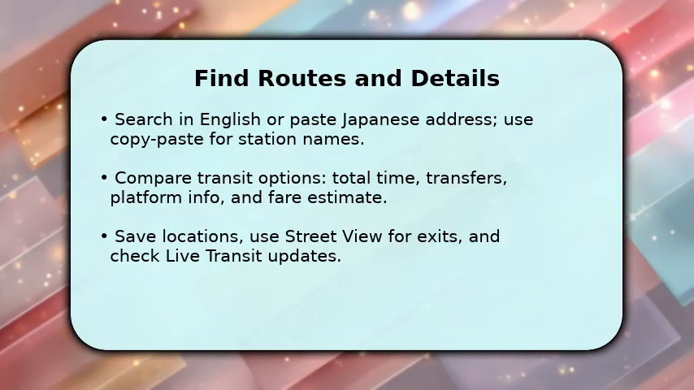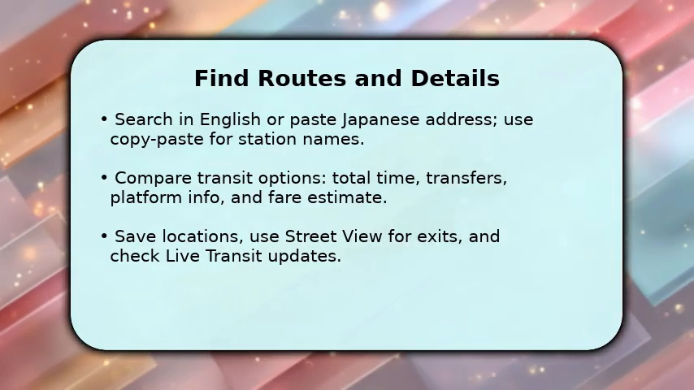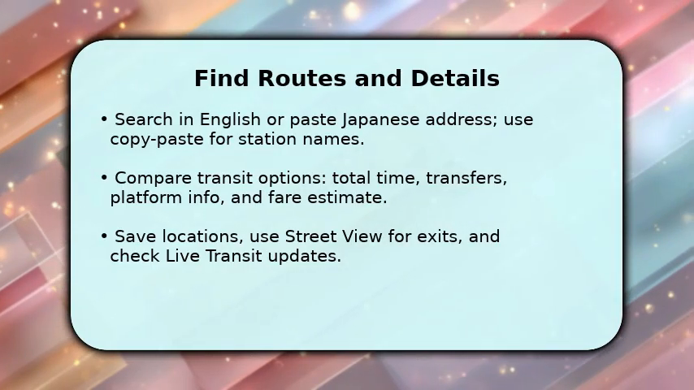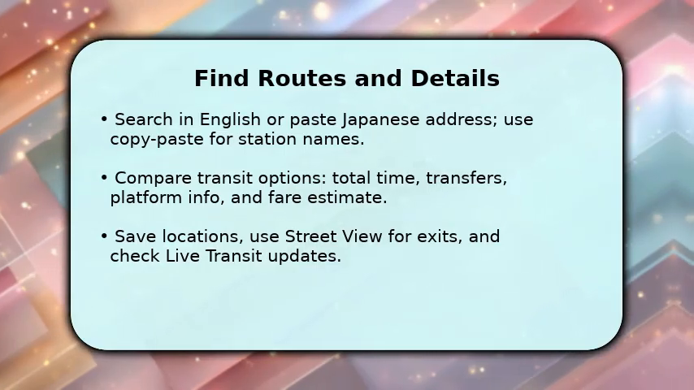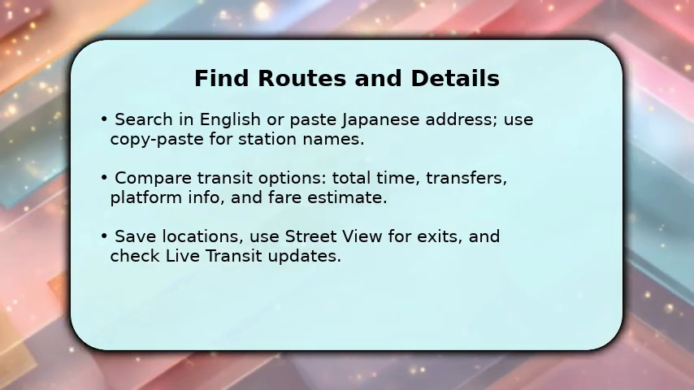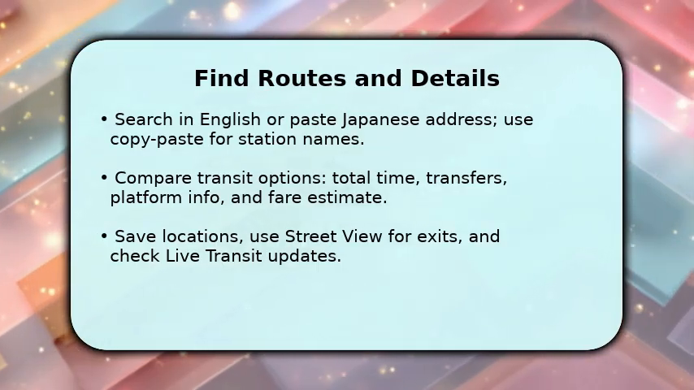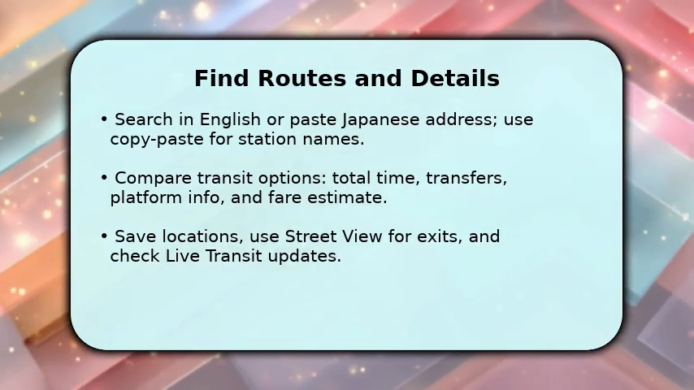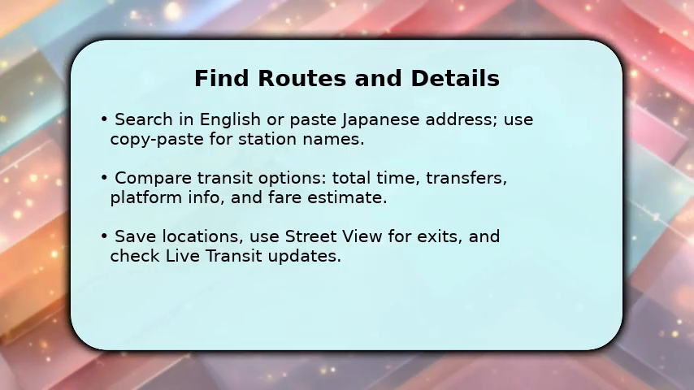You now learn to pick the best route and interpret Tokyo specifics. Search with English names, but paste Japanese station names when you need precision. This reduces wrong stops. Compare transit options by total time, number of transfers, platform and exit details, and the fare estimate so you don't get surprises.